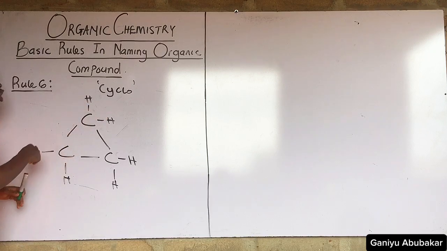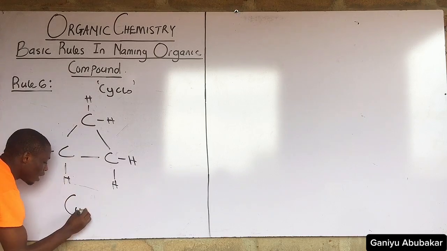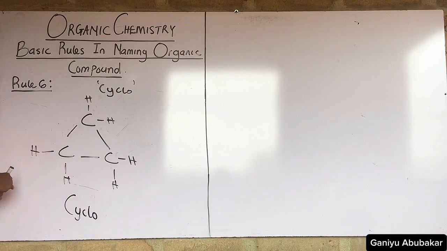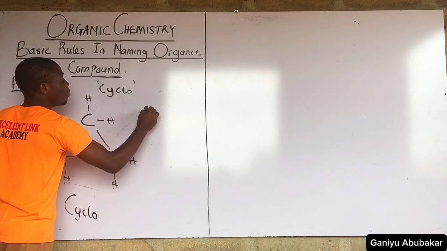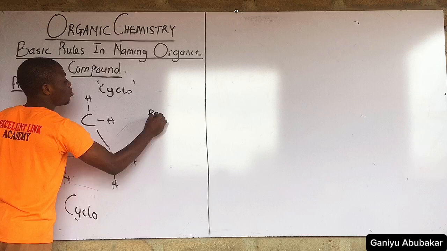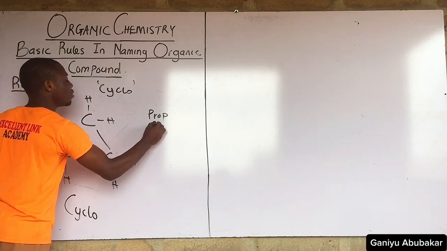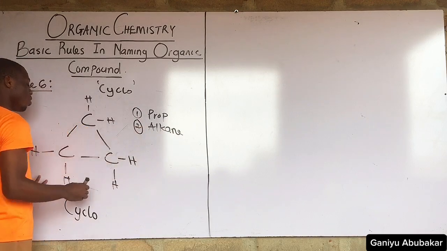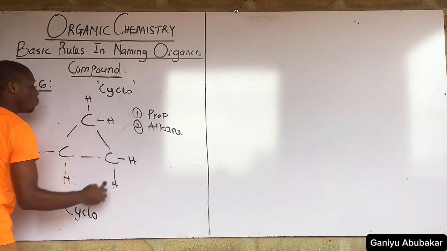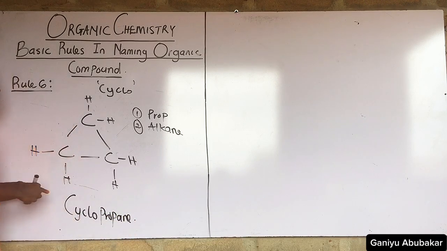For this compound here, observe that this compound is in what? Is in ring form. So we said use the word cyclo, right? So this becomes cyclo. Cyclo what? I have 3 carbons, 1, 2, 3. For 3 carbons, that becomes prop. Alkane, right? That's alkane, single bond. So this is rule 1, rule 2. So I have cyclo what there? Propane. Cyclopropane as the name of this compound here.